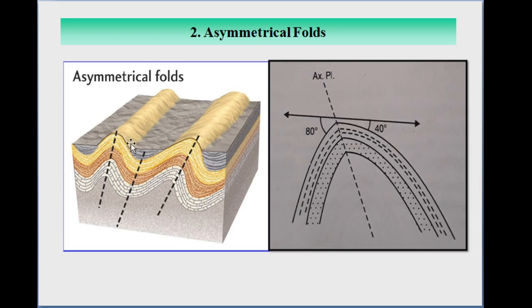In the figure you can see these are the limbs. The lengths of the limbs are unequal on both sides, and they are tilted at different angles, or you can say they dip unequally on either side of the hinge line. Then such a type of fold is called an asymmetrical fold. The axial plane in this asymmetrical fold is essentially inclined. In the symmetrical fold we have seen that the axial plane is vertical, but in the asymmetrical fold this axial plane is inclined. This is the second type of fold.